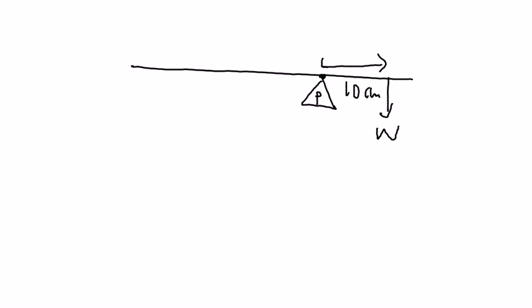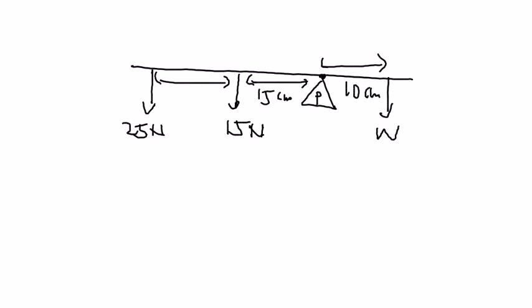And we have 2 forces here. One is 15 Newton, the other one is 25 Newton. The distance between the 15 Newton and the pivot P is given as 15 cm, and the distance between the 15 Newton and 25 Newton is given as 20 cm.